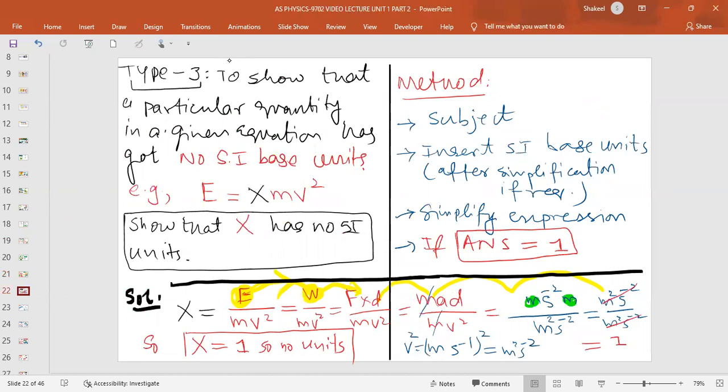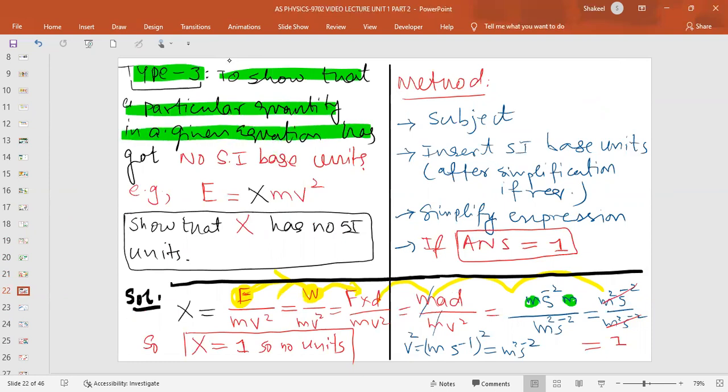Moving forward to type 3 now. Type 3 is to show that a particular quantity in a given equation has no SI base unit. Like you have to prove that, an equation is given, and in that equation, one particular quantity would not have any unit. Like energy, E is X m v squared. So you have to show that X has no SI base unit.